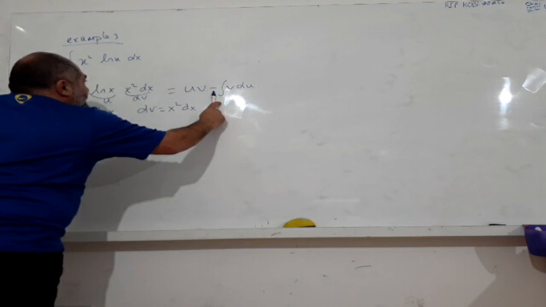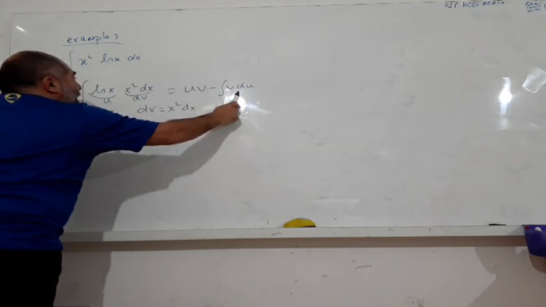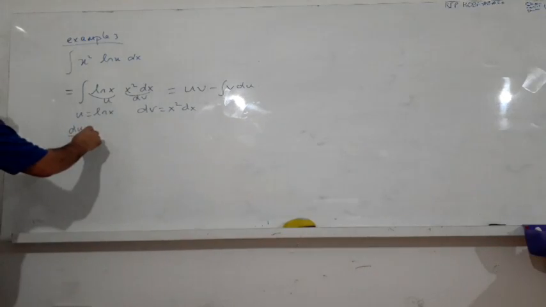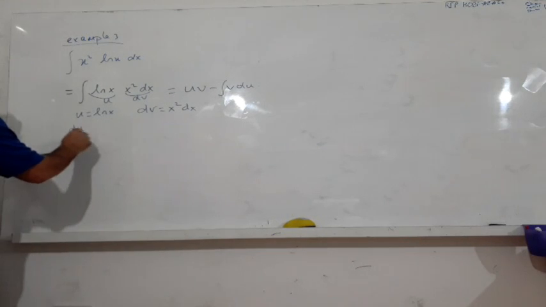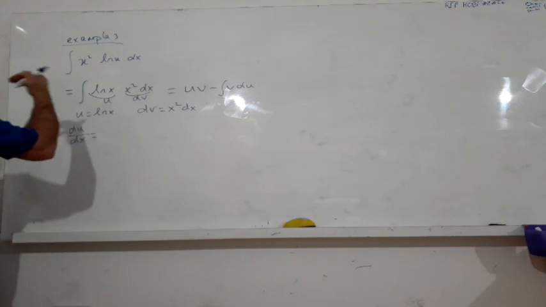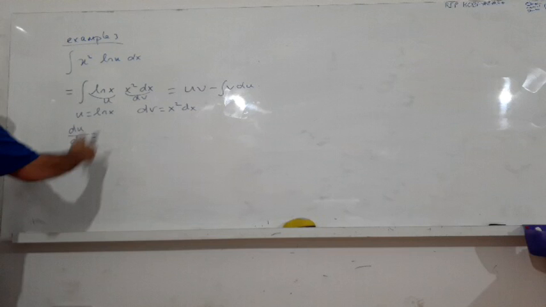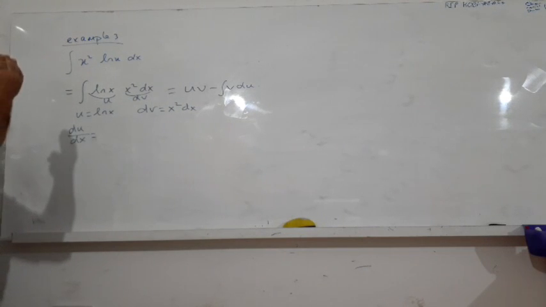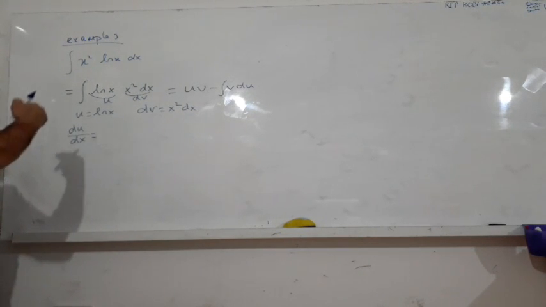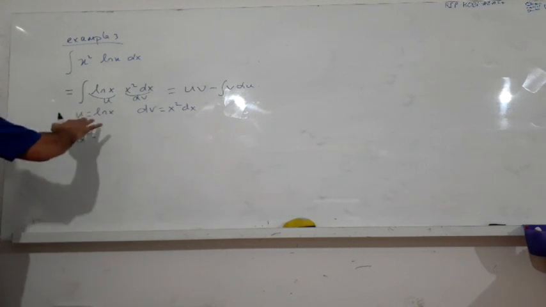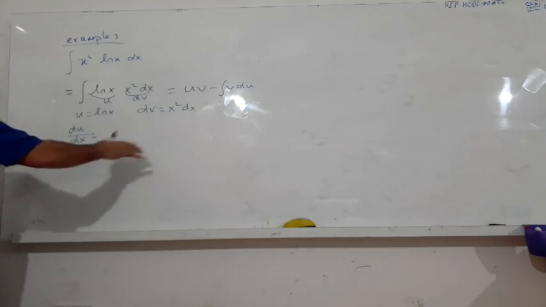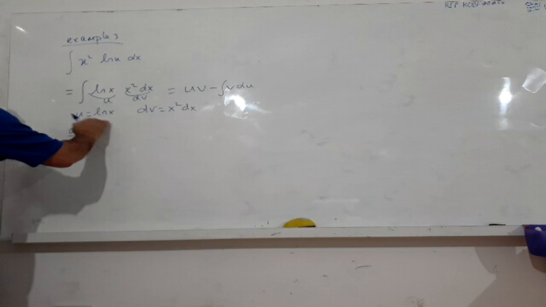du over dx becomes, what is the derivative of ln x? You have to remember it, and you have the table of integration and table of differentiation for special functions in your booklet, and the derivative of ln x is 1 over x. So du becomes 1 over x dx.